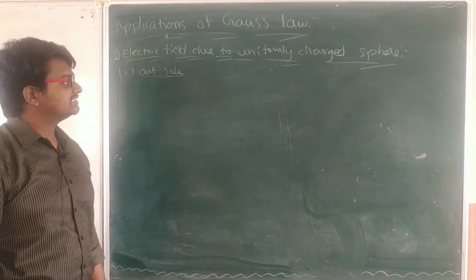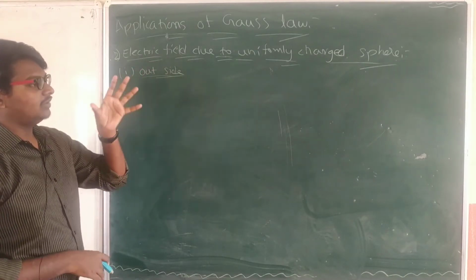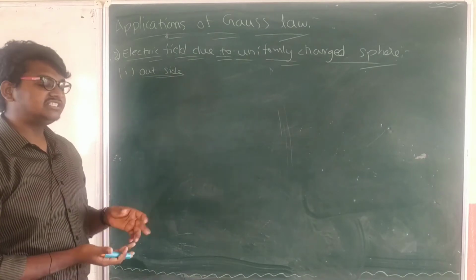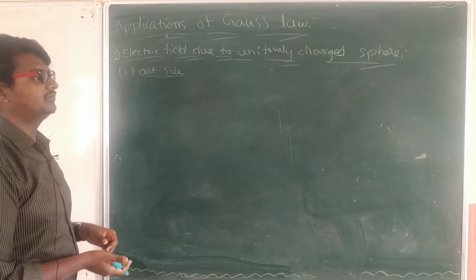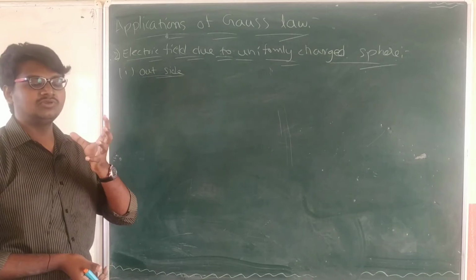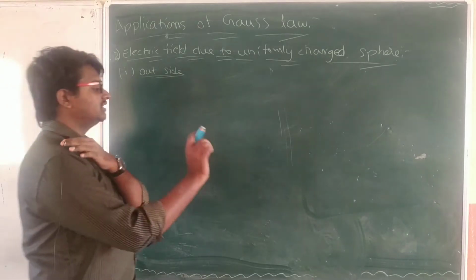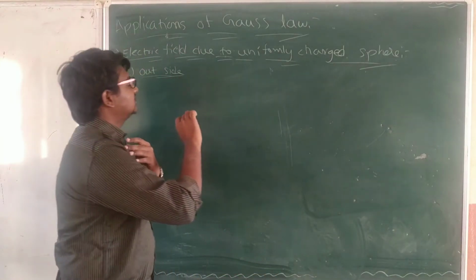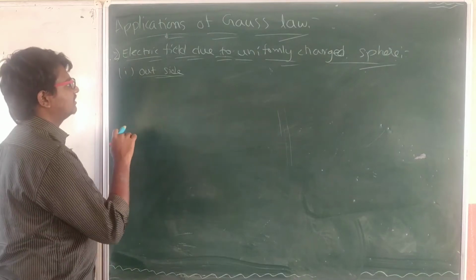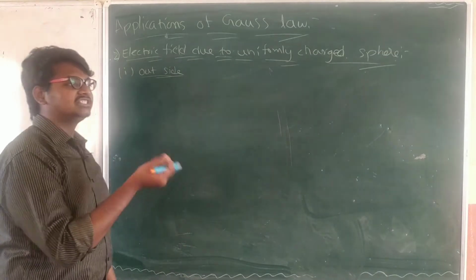Okay, now let's discuss another one, that is the electric field due to a uniformly charged sphere. We are going to consider a sphere which is charged uniformly. Sphere means it is not a shell, it is a complete solid sphere, charged with some positive charge plus capital Q, and we have to find the field for any point which is outside or inside.